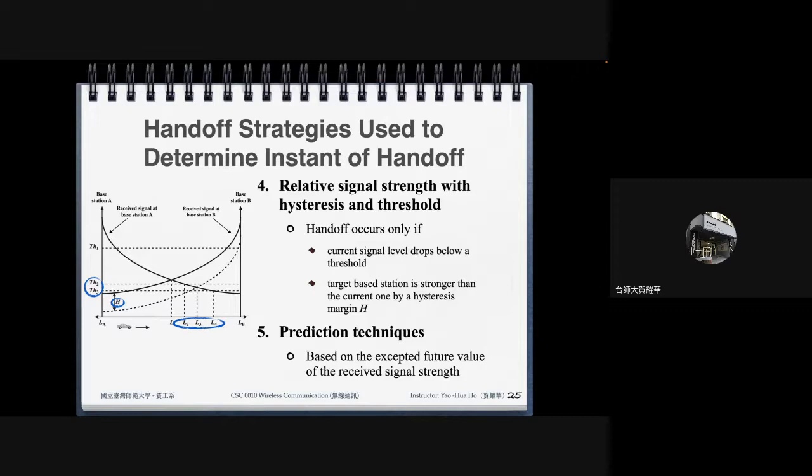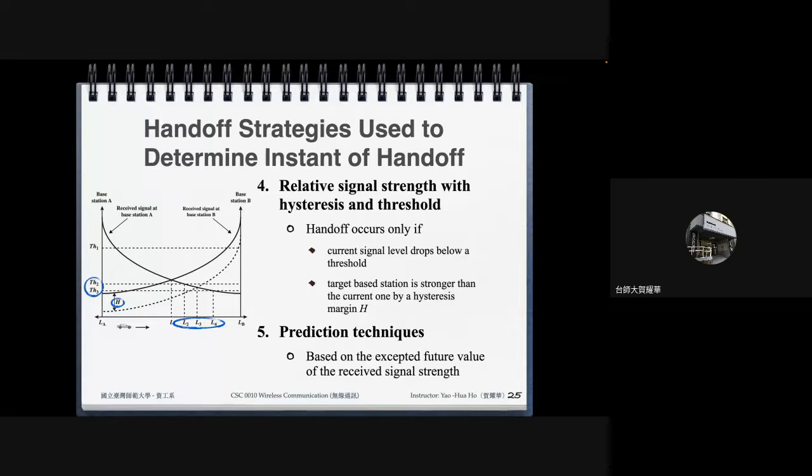Then the last one is using actually prediction. Based on the expected value of the received signal strength, I know I should hand over to one base station if I know that base station gets stronger and stronger. For example, if I'm on a railroad or on a highway, I do not change my direction by 180 degrees. I will not suddenly make a U-turn, right? So in that case, I'm only moving from location A to location B.